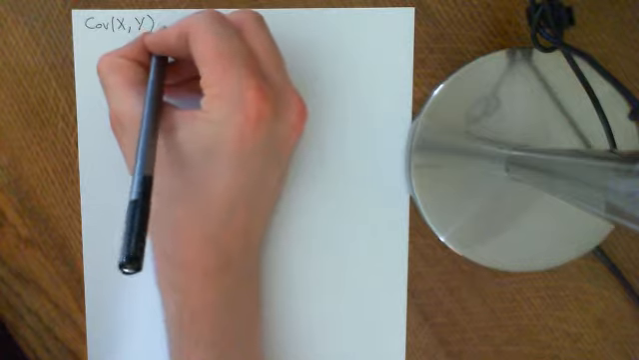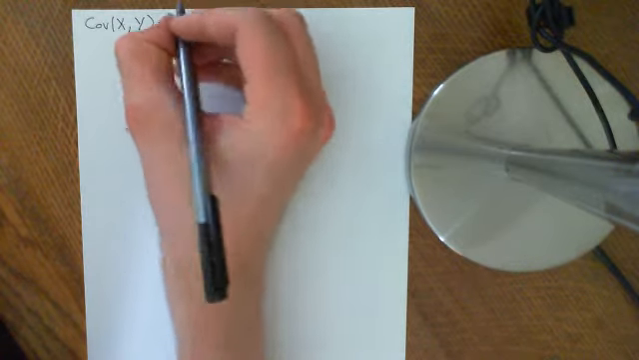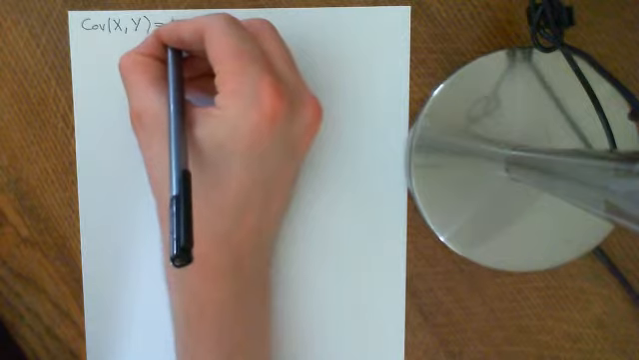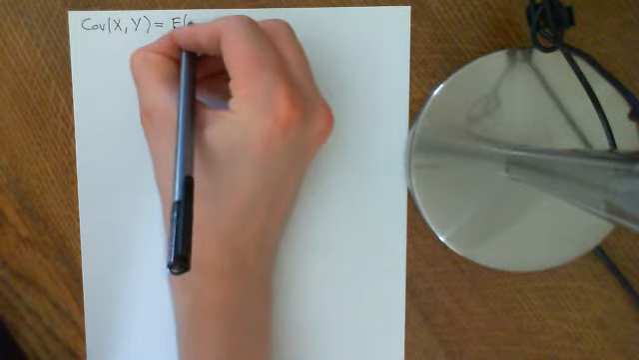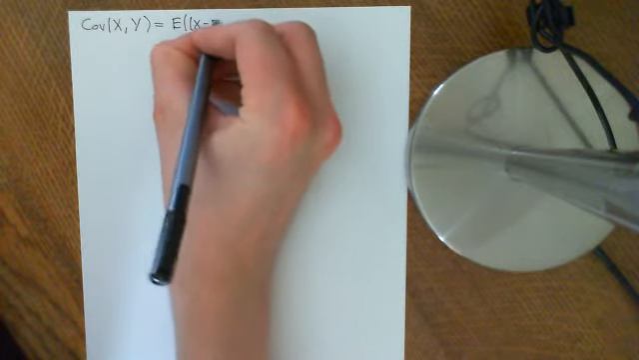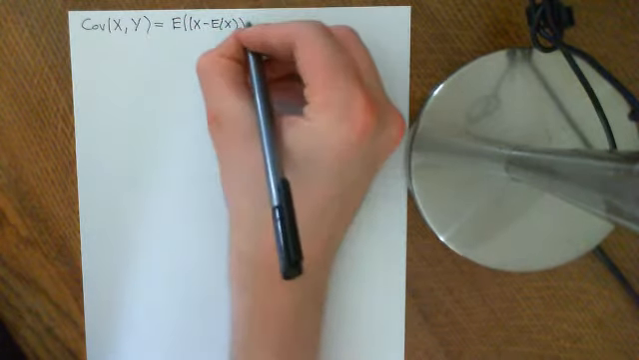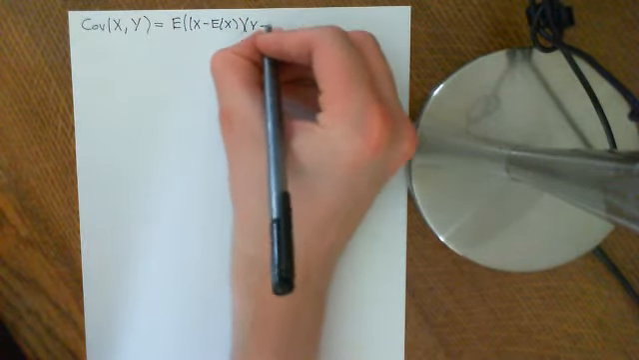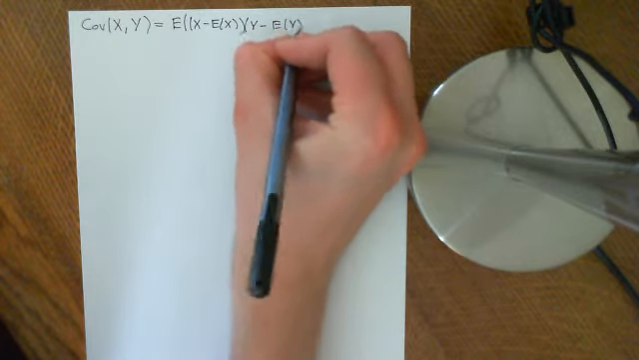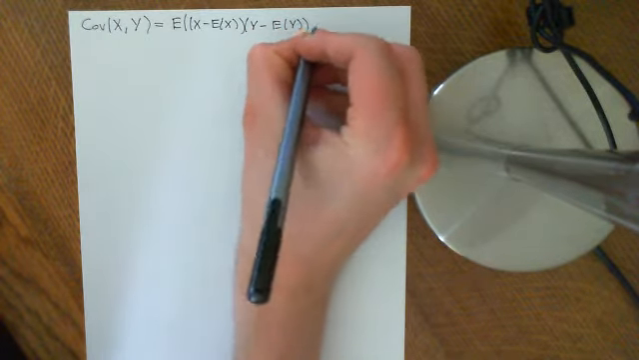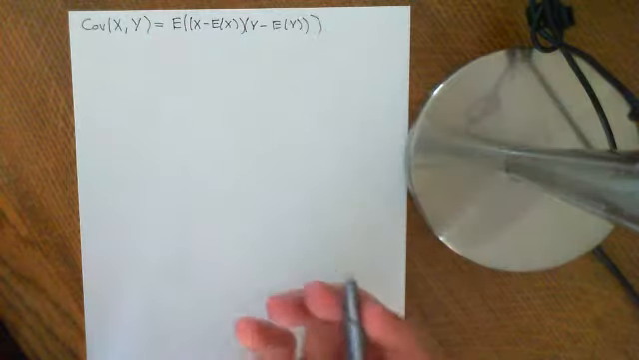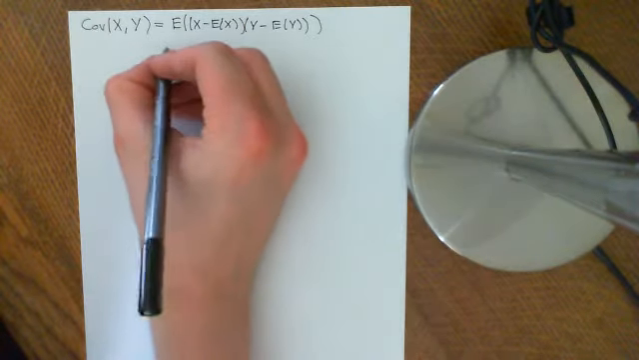So covariance of x and y, where these are just two abstract random variables, was defined to be equal to the expected value of x minus the expected value of x, so the amount by which you are greater than or less than the average value, times y minus the expected value of y. So how much you're above or below the average value for whatever the random variable y is.